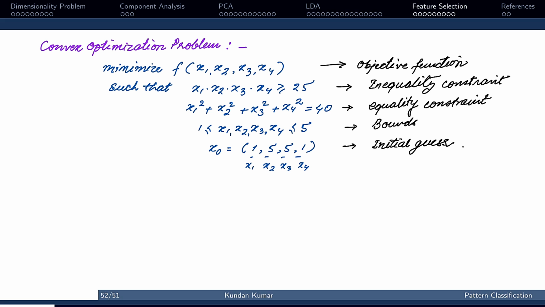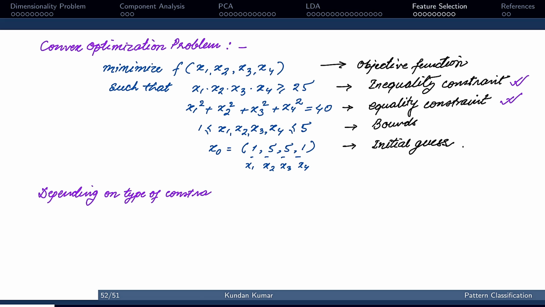A very well-known technique to solve a convex optimization problem is called the Lagrangian multiplier method. First we will see how the Lagrangian multiplier method can be used to solve a constraint optimization problem. In this lecture, we will particularly focus on the inequality constraint and equality constraint optimization problems, where the Lagrangian multiplier method is very handy.